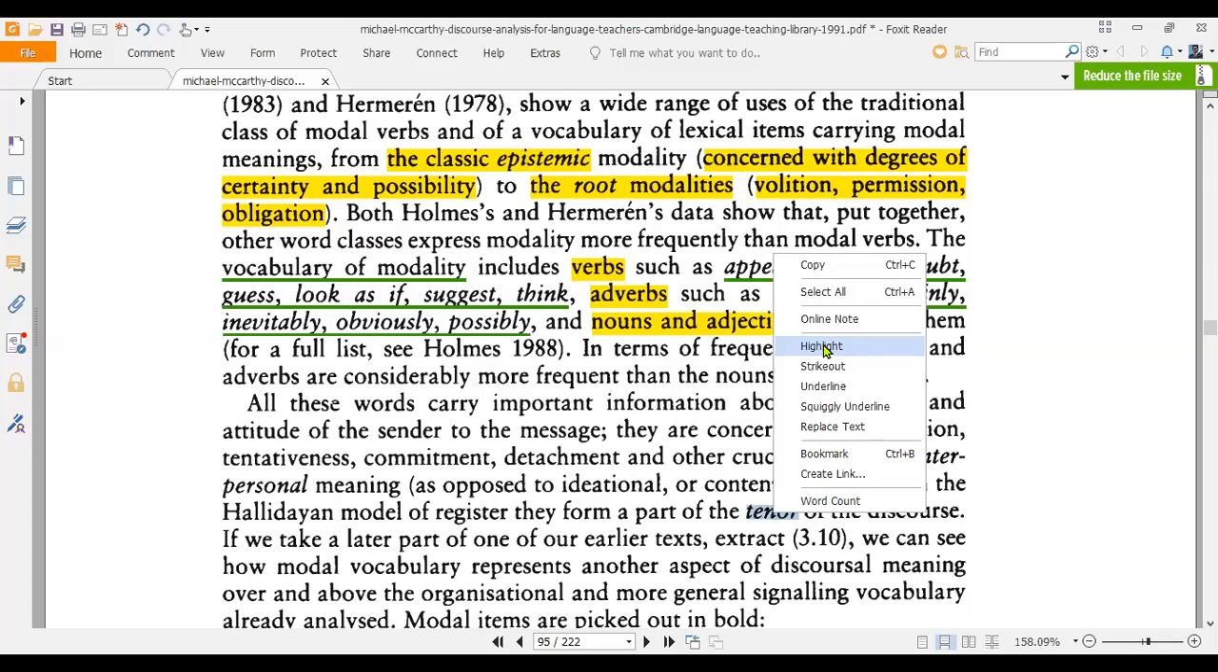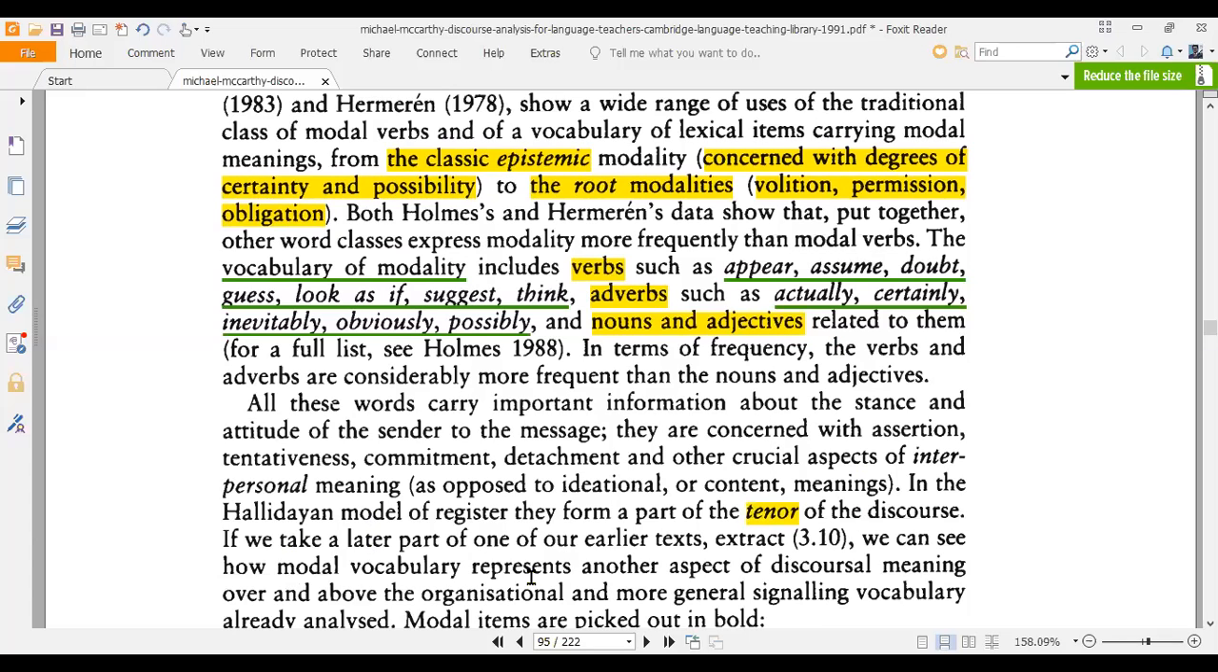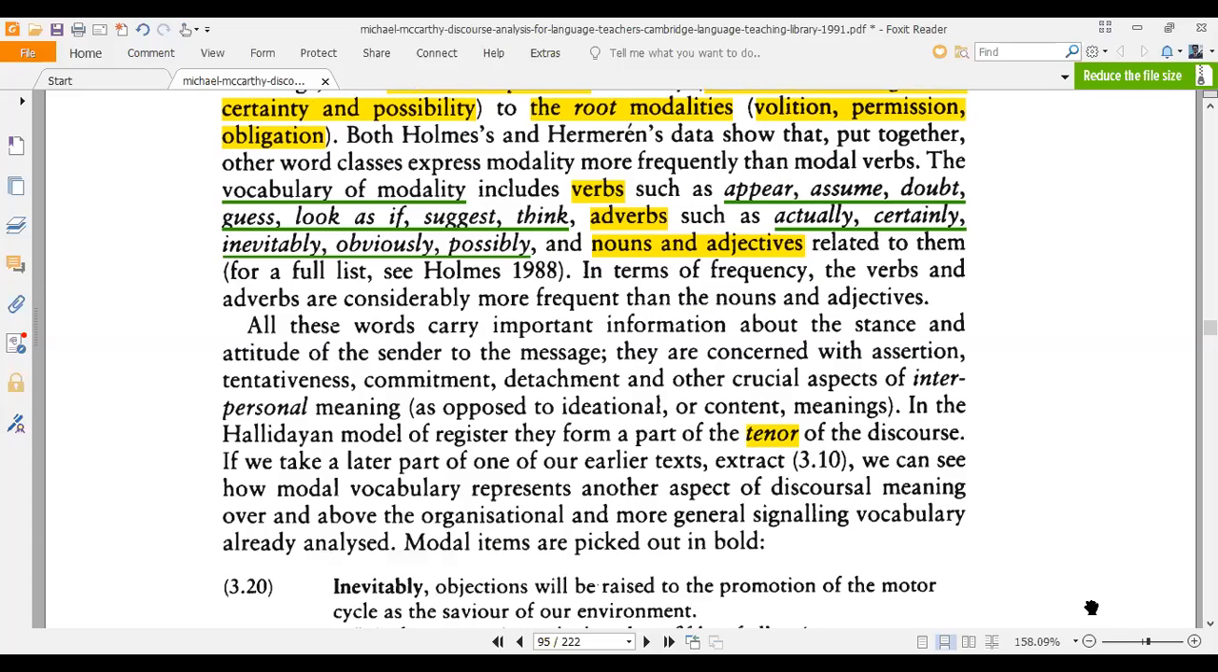If we take a later part of one of our earlier text extracts, for example 3.10, we can see how modal vocabulary represents another aspect of discursive meaning, over and above the organizational and more general signaling vocabulary already analyzed. Modal items are picked out in bold.